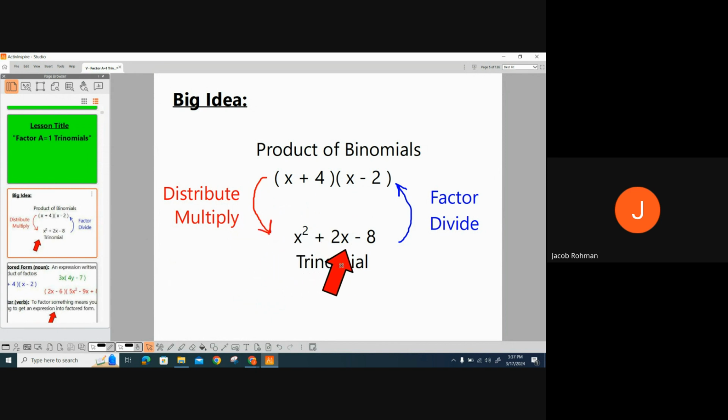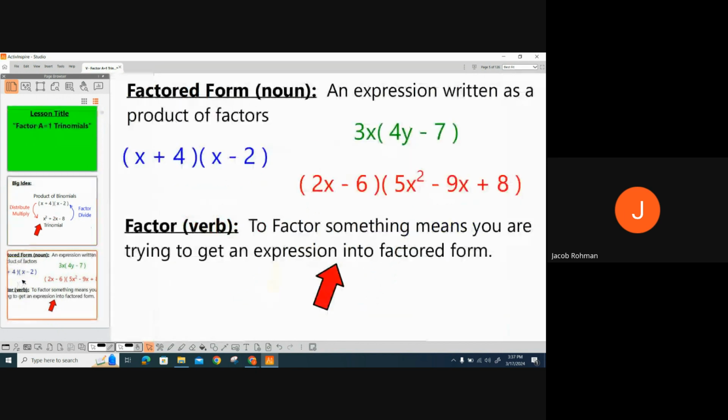Now we're going to be working backwards. We're going to start with the trinomial and move upwards, which we call factoring or dividing, and we're going to get a product of binomials. So a couple things to review here.